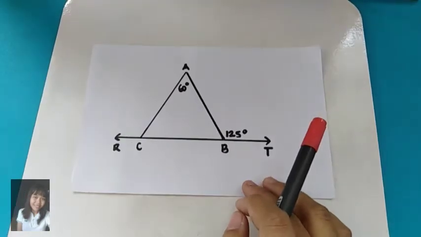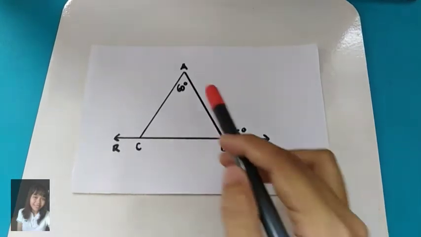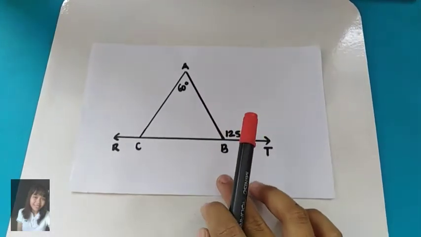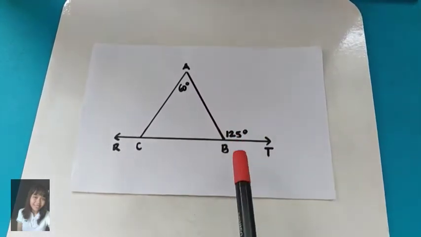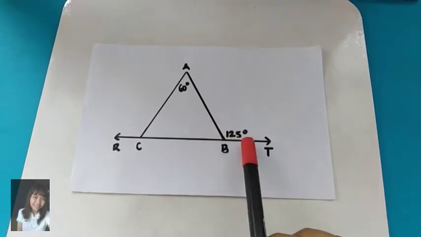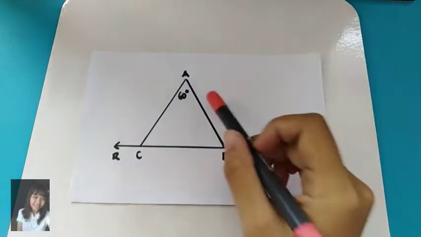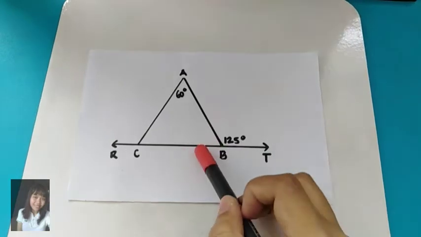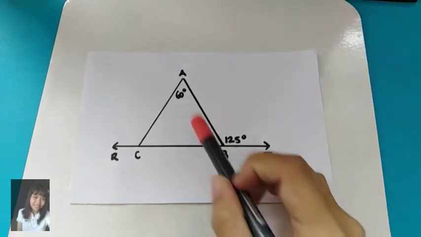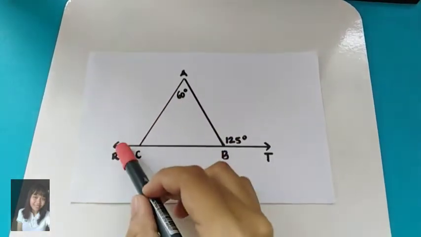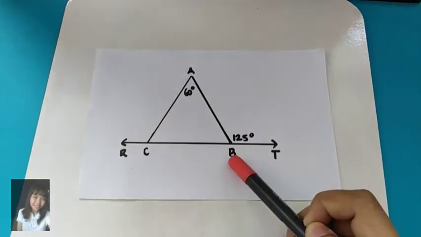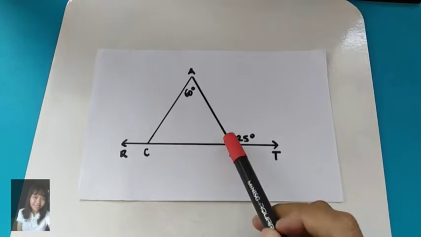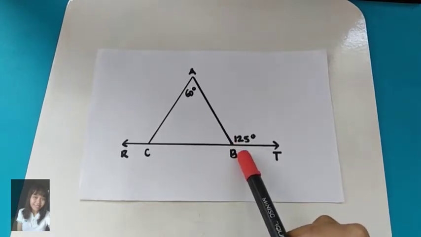If we observe the diagram, angle ABT and angle ABC are adjacent angles. Adjacent angles are two angles having a common vertex and a common side. Since angle ABT and angle ABC are adjacent angles, we can also say that angle ACB and angle ACR are adjacent angles. And they also form a linear pair. A linear pair is two adjacent angles formed by the union of a line and a ray.